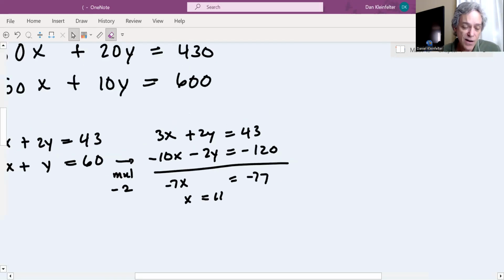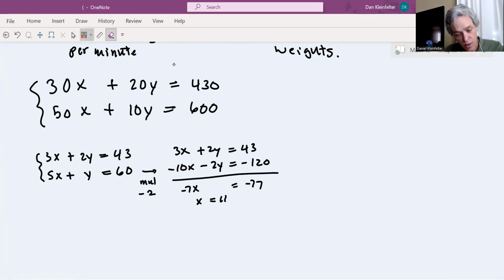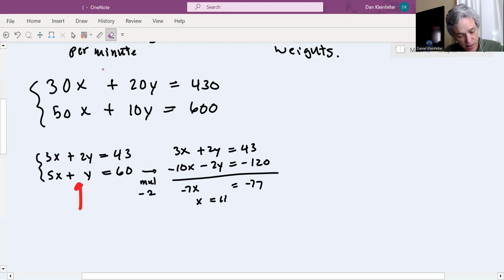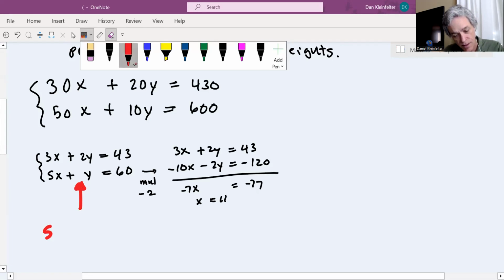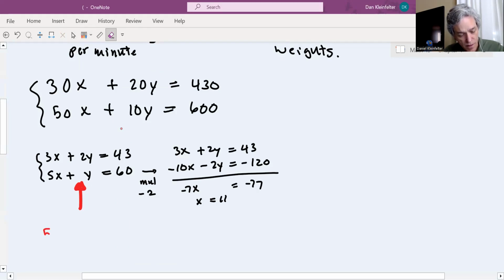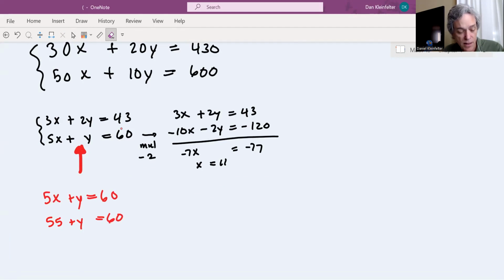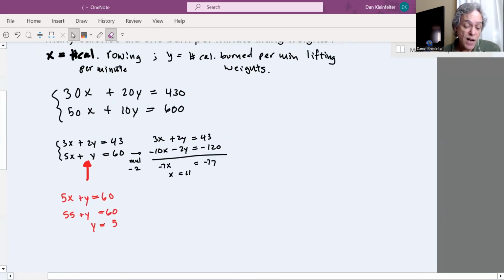Okay. Once we've got our value for x, we can substitute that back into any of the equations to get the value for y. So let me put that into this equation. So we'll have 5x plus y equals 60. Here our x was 11. 5x then is 55. And so it looks like our y is itself 5. So now we've got our values for x and y.